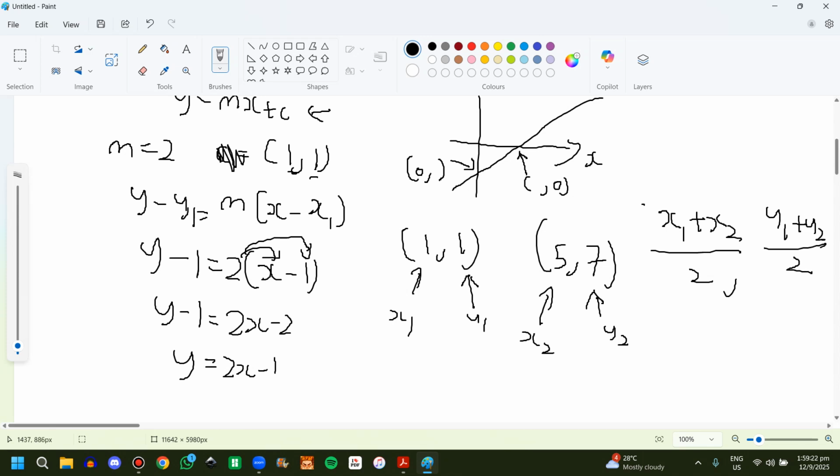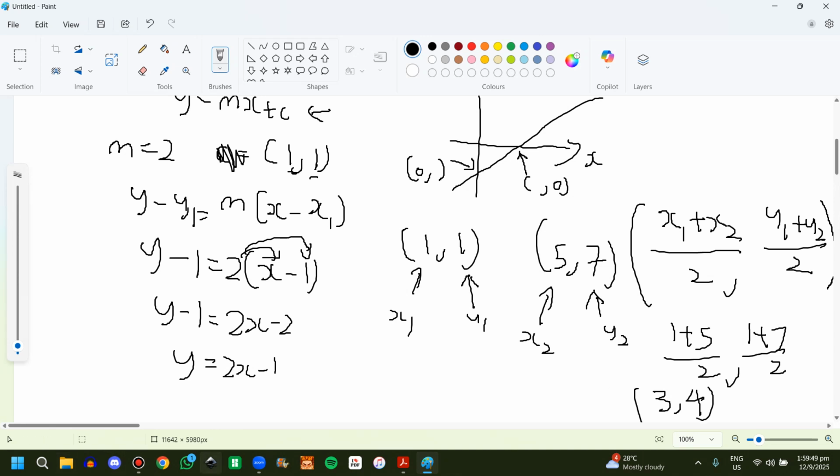Now, the positions of x1, x2 and the positions of y1, y2 can be swapped because we are adding the terms. Swapping these two sets of coordinates does not change the midpoint of your line. In this case, it's 1 plus 5 divided by 2, comma, 1 plus 7 divided by 2, which gives us 6 divided by 2 is 3, and 1 plus 7 divided by 2 is 4. And that's the answer for the midpoint of two points on a straight line.